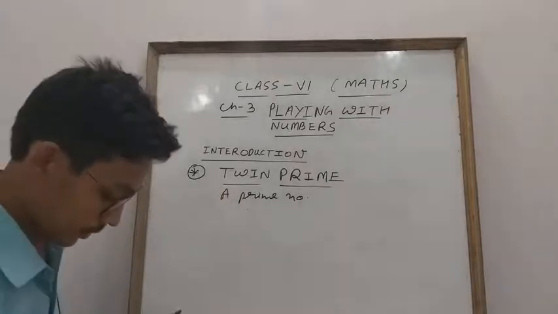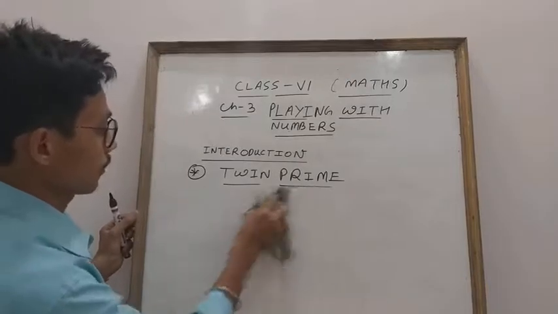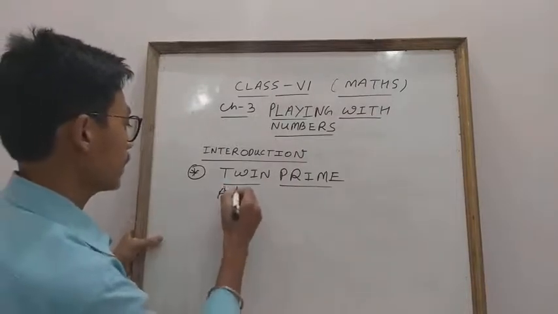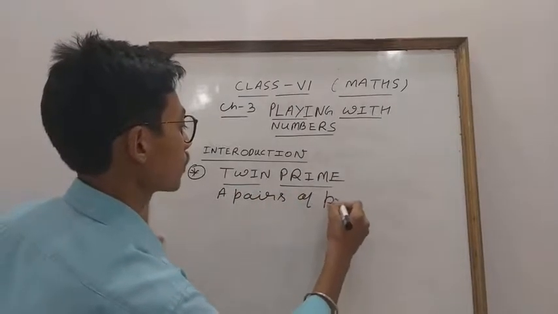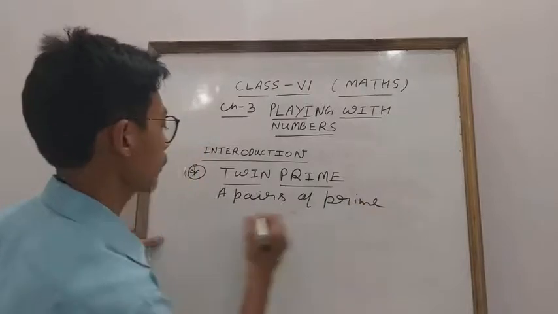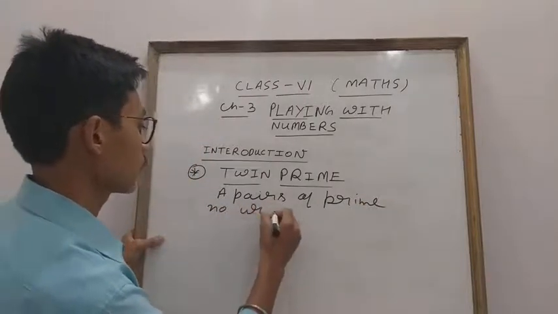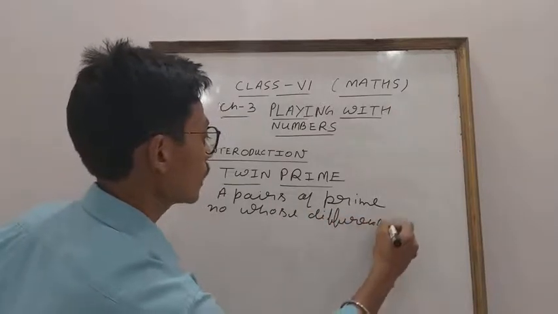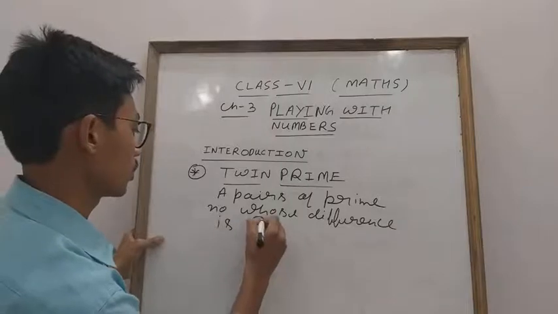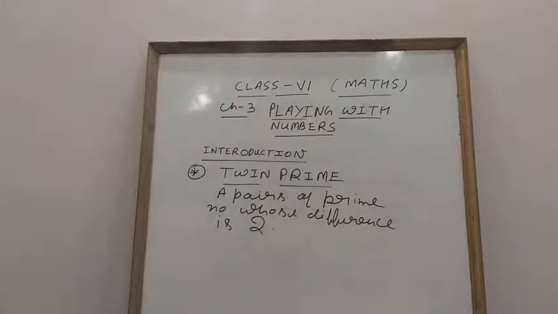Here, wait a minute, student. A pair of prime numbers whose difference is 2. What is the meaning of this, student? A pair means there should be two numbers. A pair of prime numbers whose difference is 2.